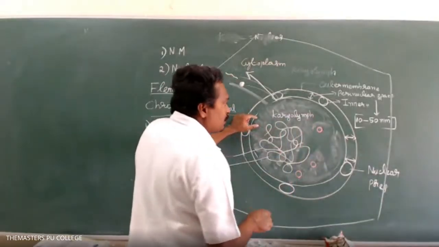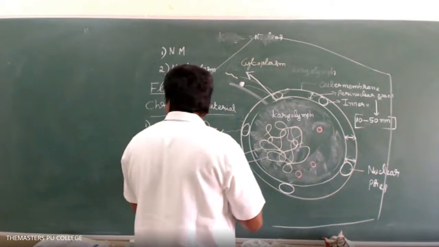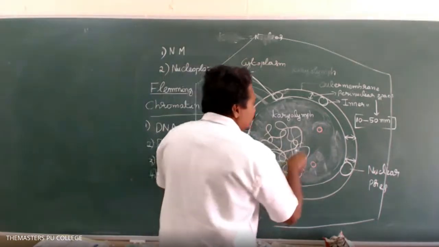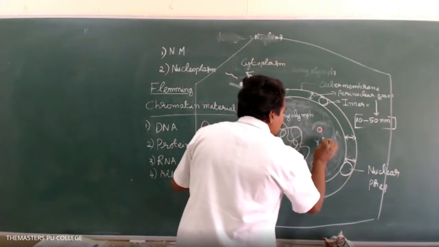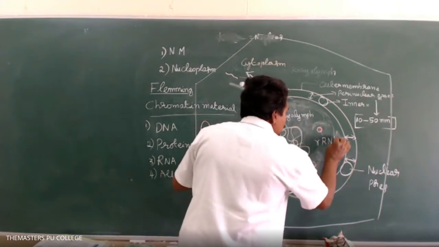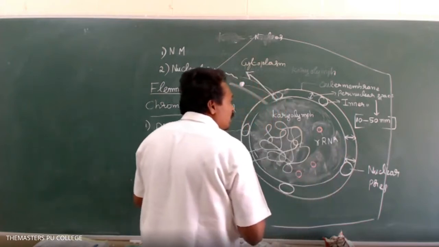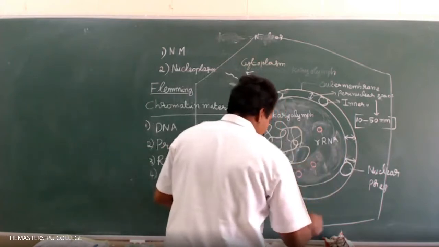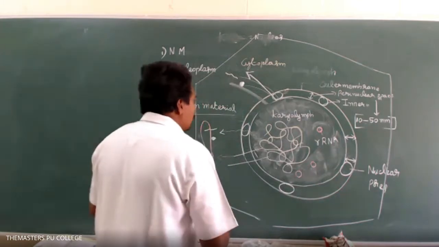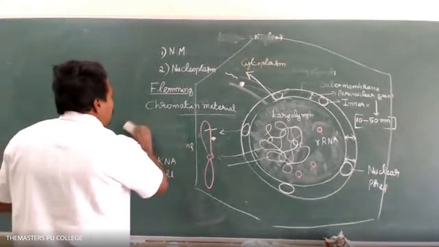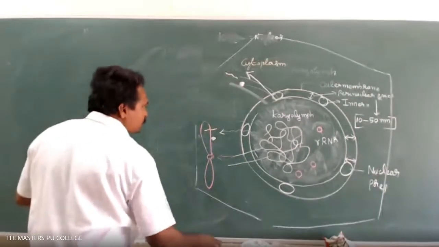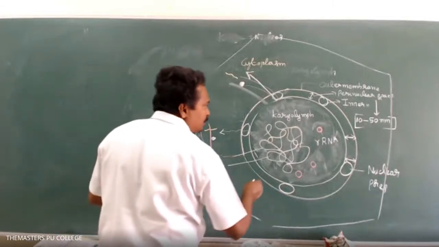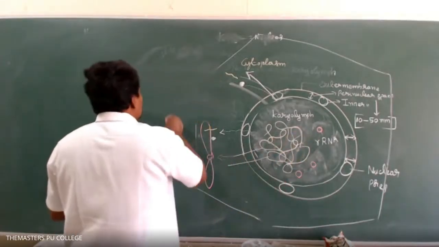What is the function of the nucleolus? The nucleolus is involved in the synthesis of ribosomal RNA. Synthesis of ribosomal RNA. So it is the active site for synthesis of ribosomal RNA.